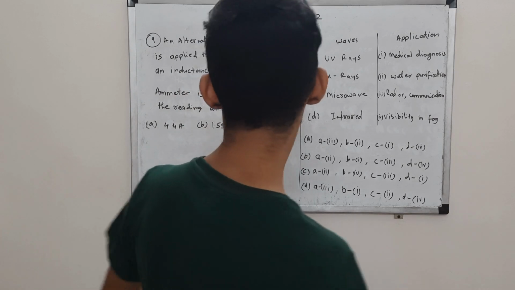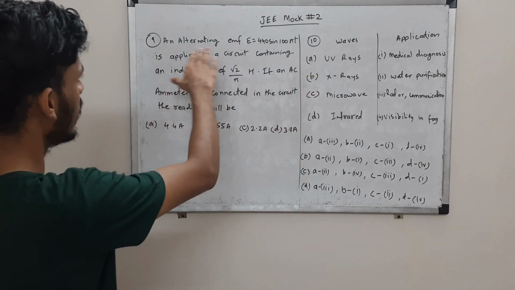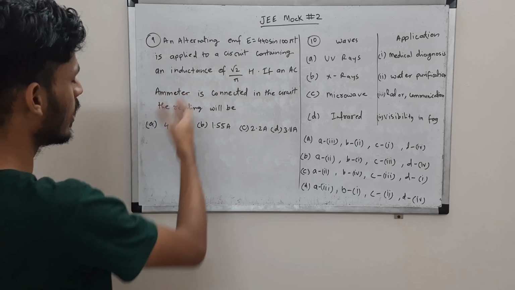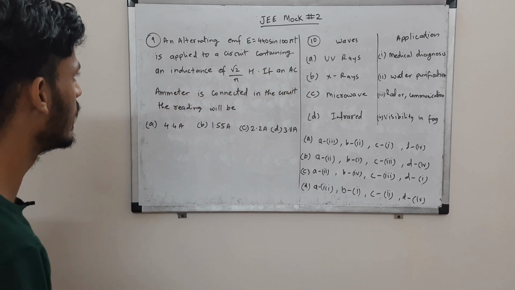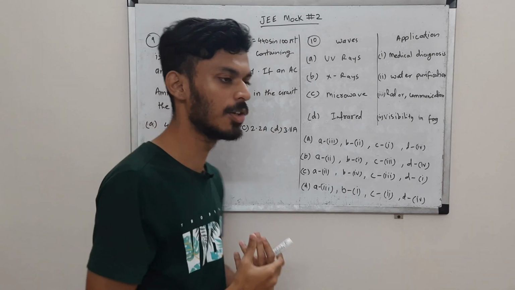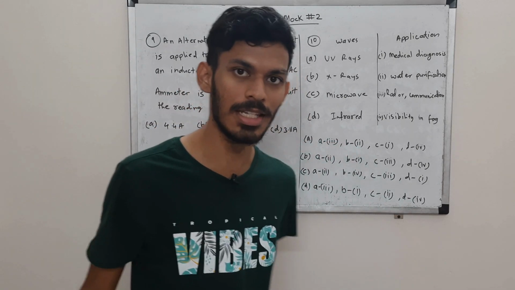Question 9 and 10 over here. In question 9, we have an alternating EMF that is applied to a circuit which has an inductor of inductance root 2 by pi Henry, and if an AC ammeter is connected to this circuit, you are supposed to tell what is the reading on this ammeter.